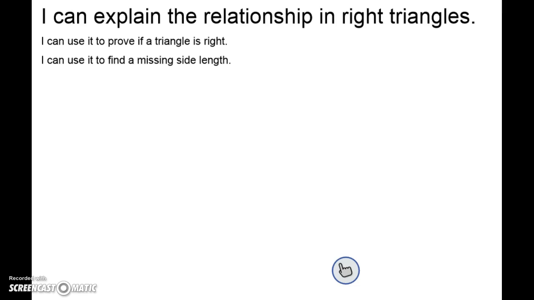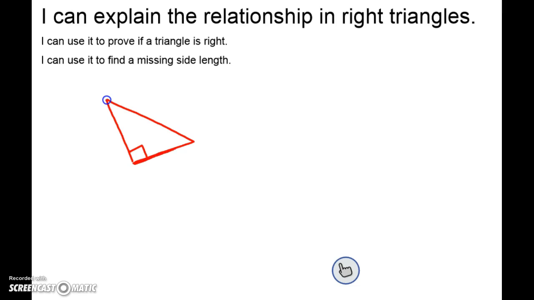So right triangles are defined as triangles that have a right angle. It doesn't matter where the right angle is situated, as long as it is exactly 90 degrees. Okay, so this would be a right triangle.